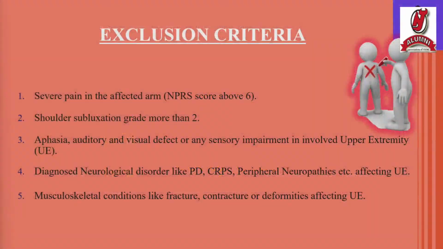Next. Exclusion criteria included severe pain in the affected arm or shoulder subluxation grade more than 2, any kind of visual or auditory defect, aphasia or any sensory impairment in the upper extremity. Other than stroke, if there is any neurological disorder or any musculoskeletal condition like fracture or contracture deformity. Next.